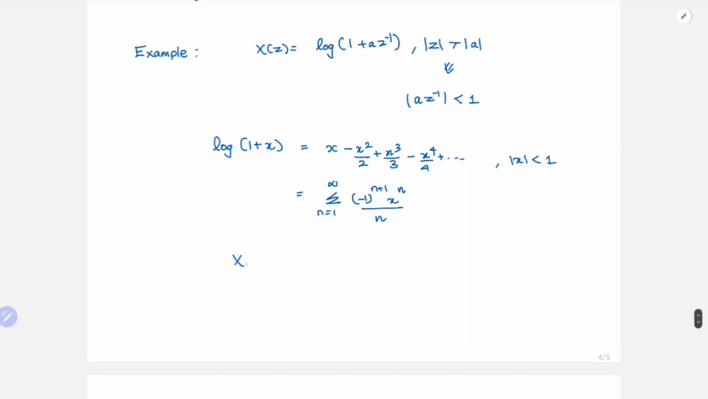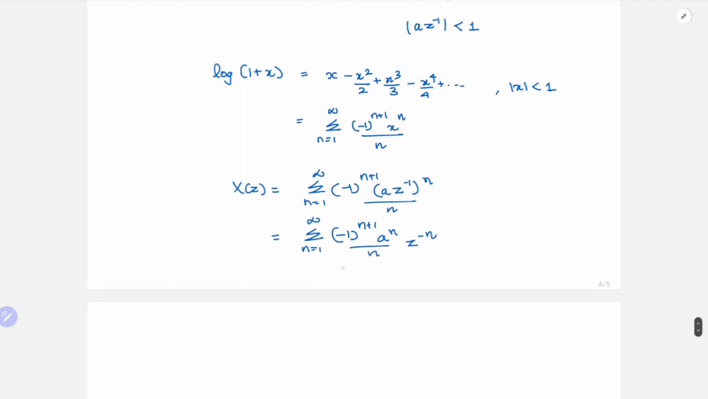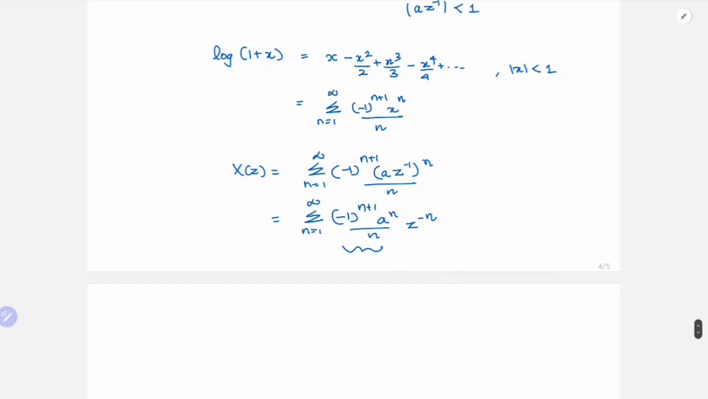So similarly, your X of z you can write as summation n equal to 1 to infinity, minus 1 power n plus 1. In place of x you have to write a z power minus 1, power n by n. So this is nothing but summation n equal to 1 to infinity, minus 1 power n plus 1, a power n by n, z power minus n. So this, if you observe, is nothing but your x of n. So your x of n is minus 1 power n plus 1 a power n by n.